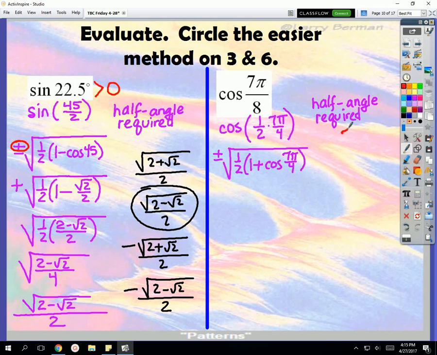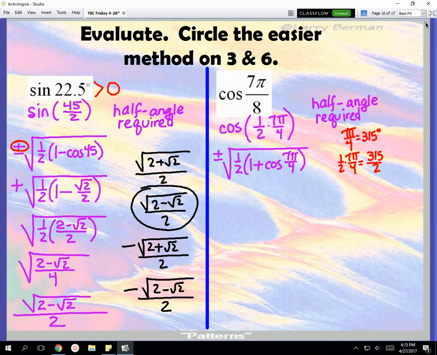I know that 7 pi over 4 is the same thing as 315 degrees. So half of 7 pi over 4 is 315 degrees divided by 2. So what's that going to be? Half of 300 is 150. Half of 15 is 7.5. So that's going to be 157.5. So I'm saying 7 pi over 8 is the same thing as 157.5. Well, the cosine of 157.5, since this is in the sine quadrant, will be negative. So that means I've got to choose the negative. Phew, hard part over.